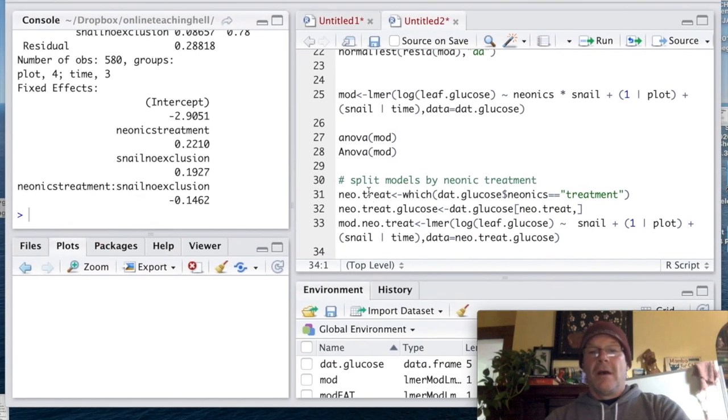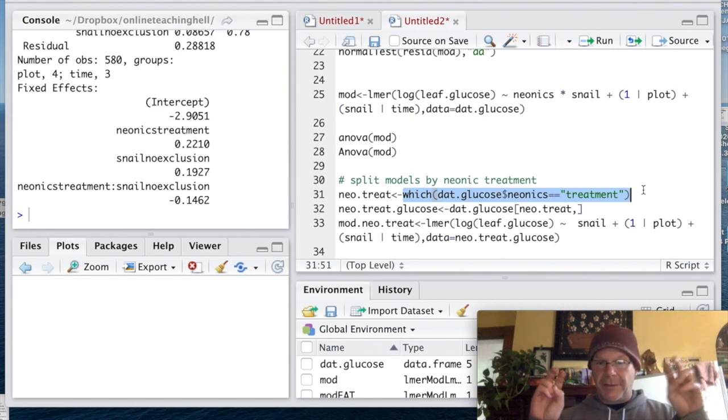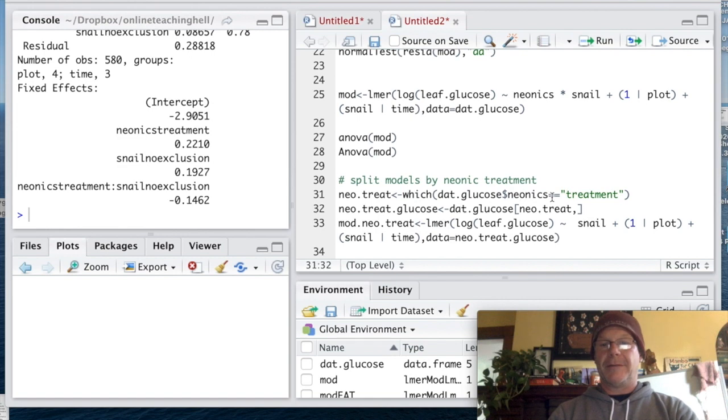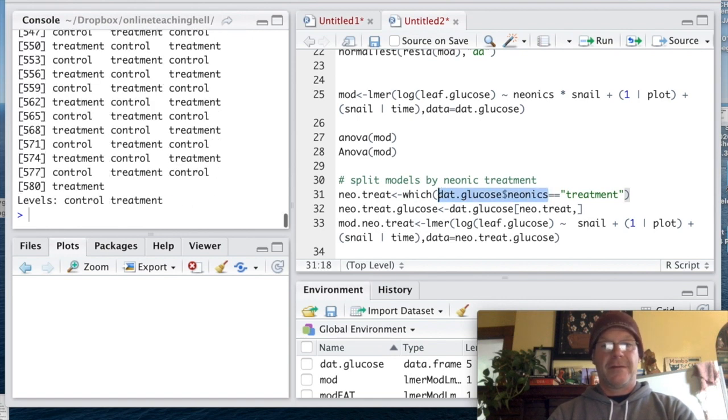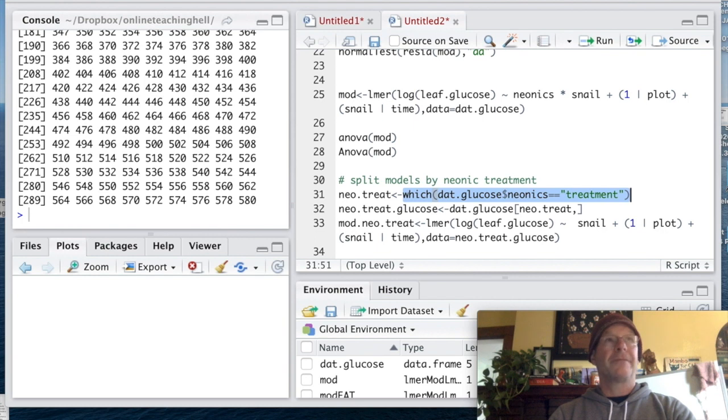And so what do we have? We're going to split models by neonic treatment. And so we're going to start with ones where the neonics were in the treatment group. What we've done here is I'm using the which function, and that's going to tell me which index do the neonics absolutely equal treatment. If we were to just look at the neonics, they're either a control or a treatment. I'm asking which ones are exactly treatment.